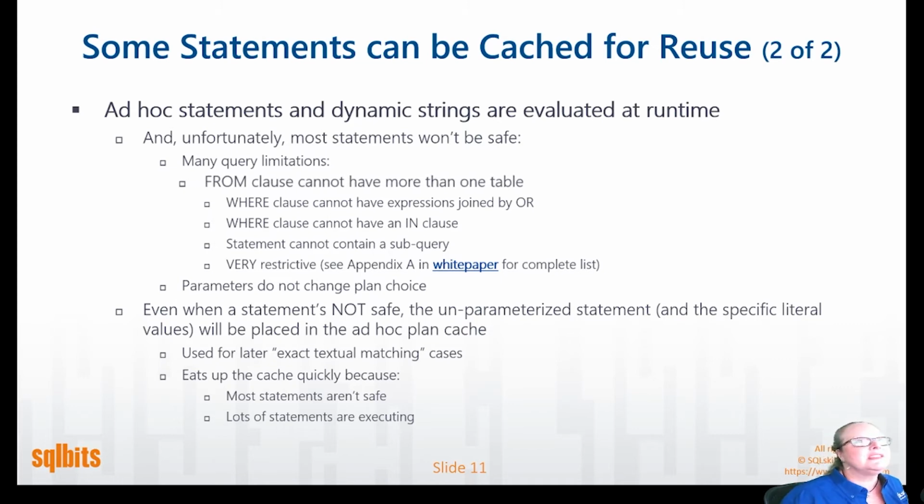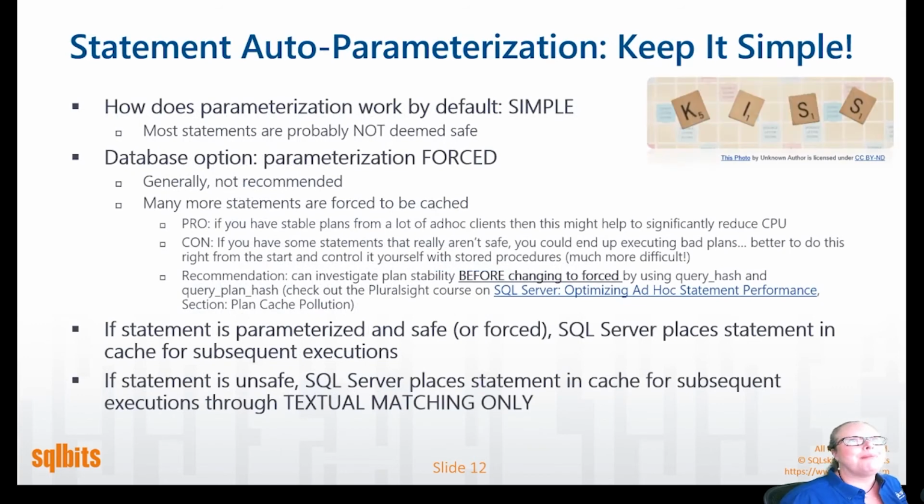So I really, really want to stress this. Like this alone, the from clause cannot have more than one table. I mean, come on, most of you have to be thinking, okay, that's it for me. I'm pretty much out. And this is true. Most of you will not get most of your statements to be parameterized. So they will end up going into cache. As I said, by default, parameterization is simple. Most statements will not be deemed as safe. And I want you to keep things simple. I want you to keep your database option to be simple.